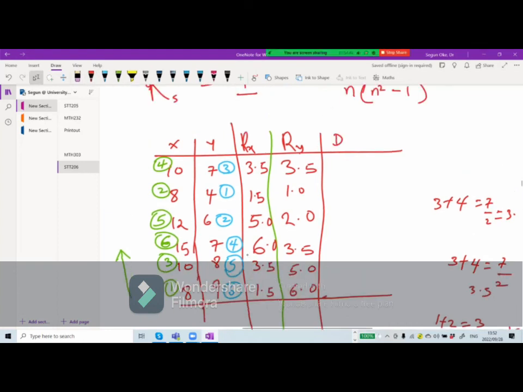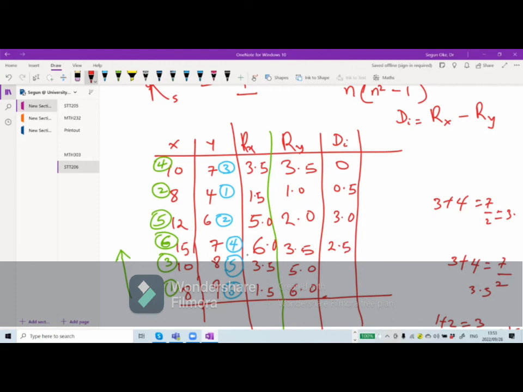So now you need to look for D. That is the difference, RX minus RY. Just this minus this, that's all. This is 0. This is what? 0.5, 3, 2.5, 1.5.